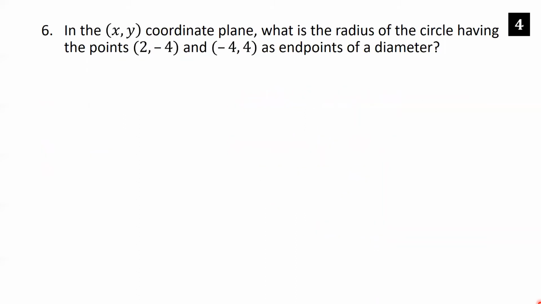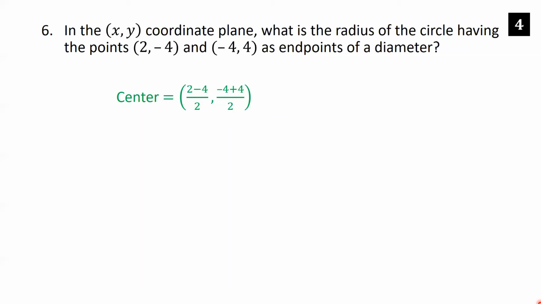In the xy coordinate plane, what is the radius of the circle having the points 2, -4 and -4, 4 as endpoints of a diameter? So this time we're not given the center. So I'm going to find the center by taking the midpoint of the line segment that passes through those 2 points, 2, -4 and -4, 4. Right? Because those 2 points are endpoints of a diameter. So right halfway between them is the center.